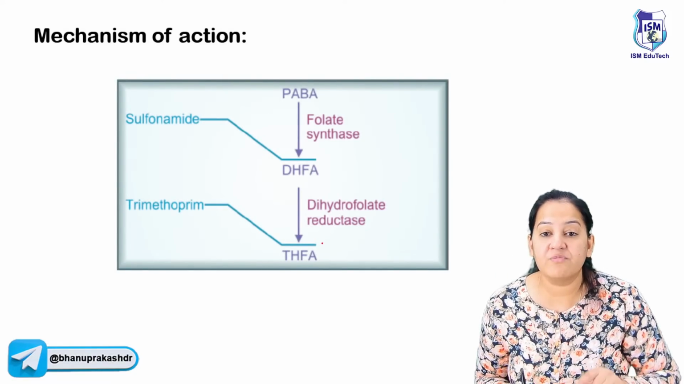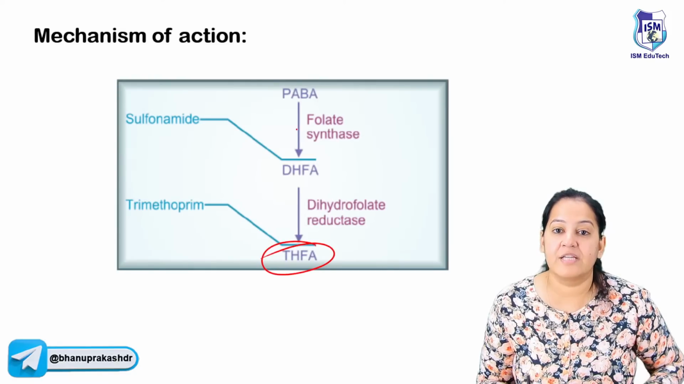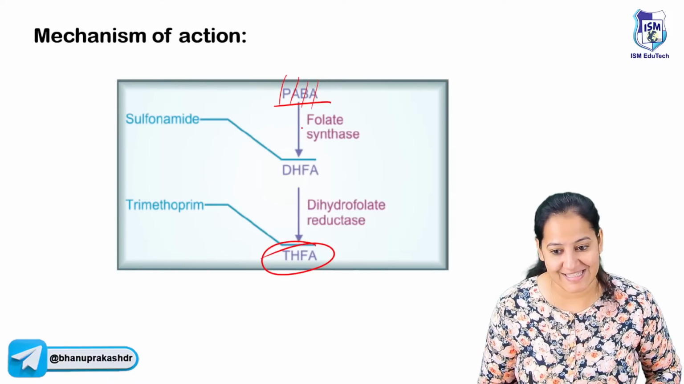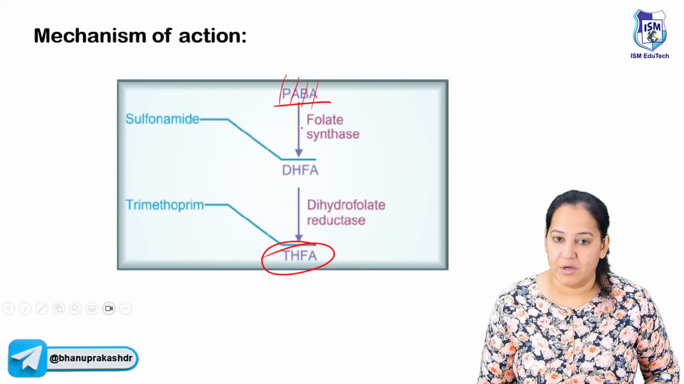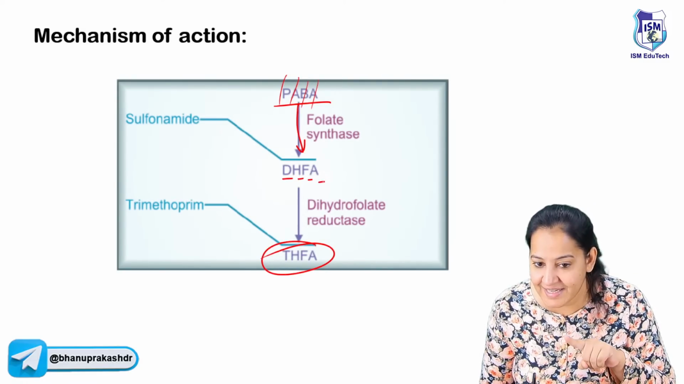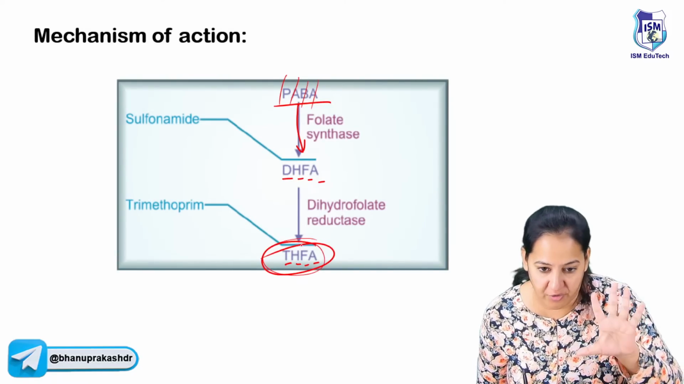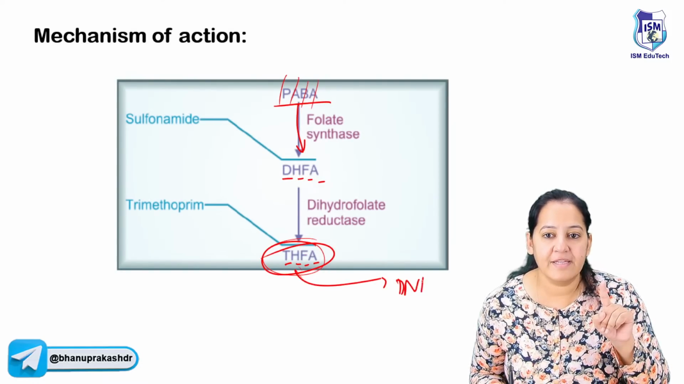You tell me, how does folic acid get synthesized? The folic acid gets synthesized from PABA. What is PABA? Para-amino-benzoic acid. Got it? PABA gets converted to dihydrofolic acid, and dihydrofolic acid gets converted to tetrahydrofolic acid, which is the mature folic acid, main folic acid. Got it? And it is required for DNA synthesis.